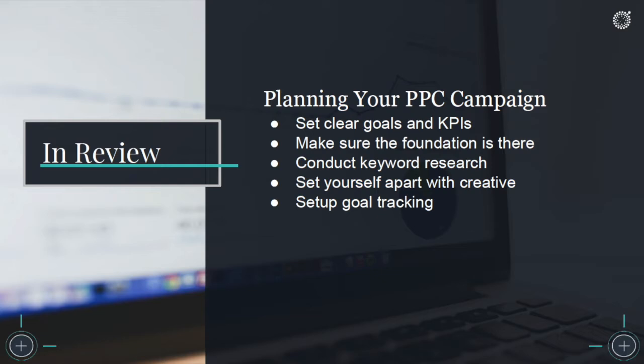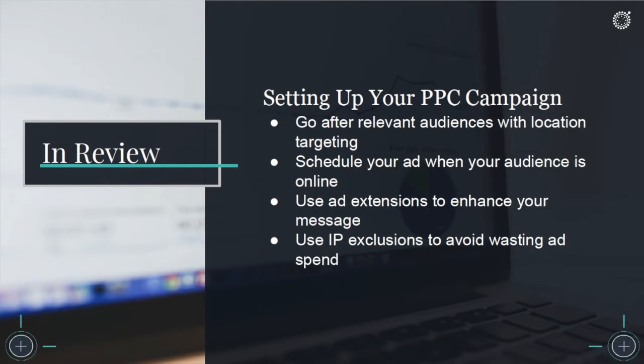So that brings us to the end of our presentation. Just want to quickly review the sections and the main points that we touched upon in each of those. First, when planning your PPC campaign, make sure you set clear goals and KPIs, make sure the foundation is there, conduct keyword research, and set yourself apart with creative, and of course, set up your goal tracking. And when you're actually setting up your PPC campaign, go after the relevant audiences with location targeting. Schedule your ad when your audience is online. Use ad extensions to enhance your message, and use IP exclusions to avoid wasting ad spend.